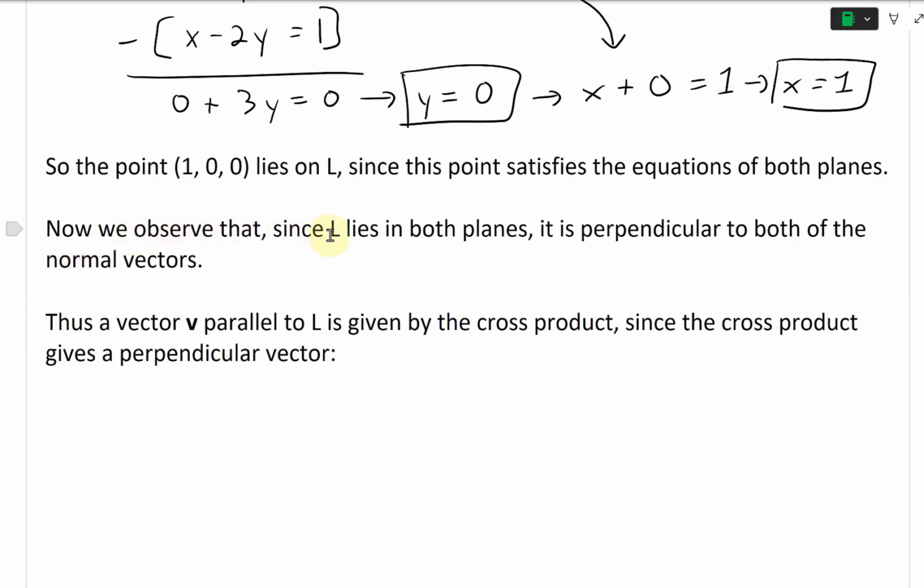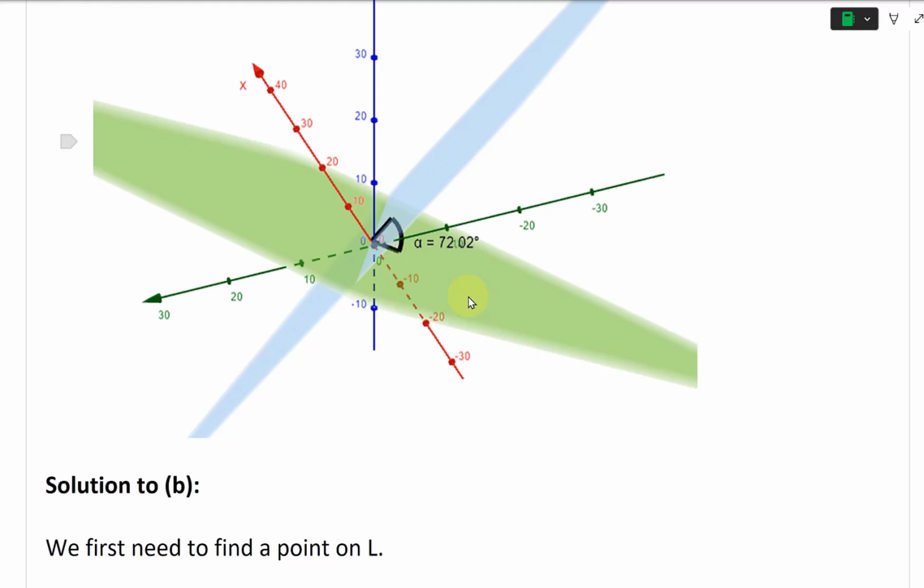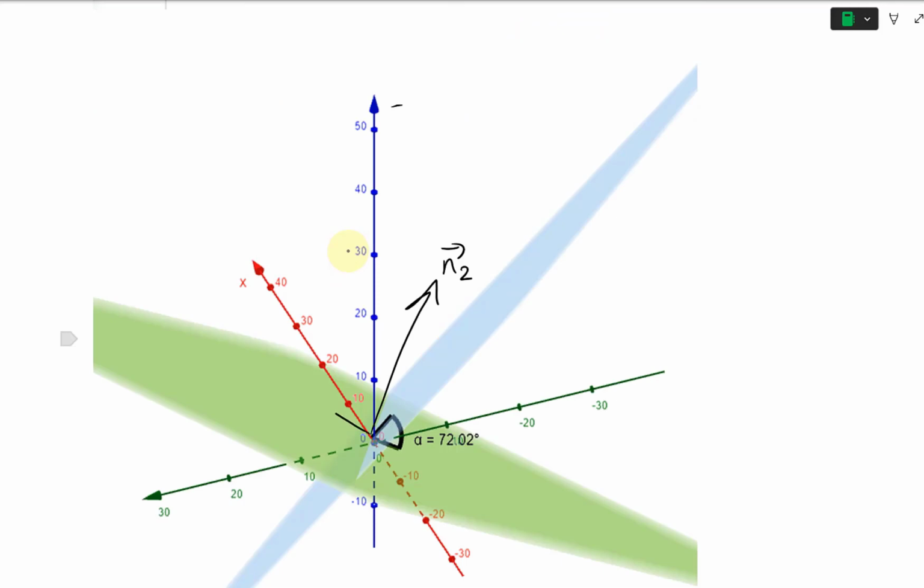Now we observe that since L lies in both planes, it is perpendicular to both of the normal vectors. So this means that a vector v parallel to L is given by the cross product, since the cross product gives a perpendicular vector. So for example, if you have these two planes, one plane like this has a normal vector. Let's call it n1 or n2. Actually, that's the green one, that's n2, like this. And then the other one is over here, it's going to be n1, perpendicular to this.